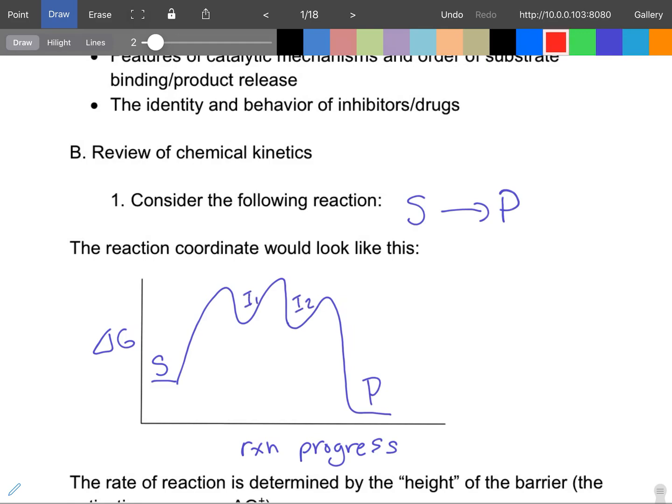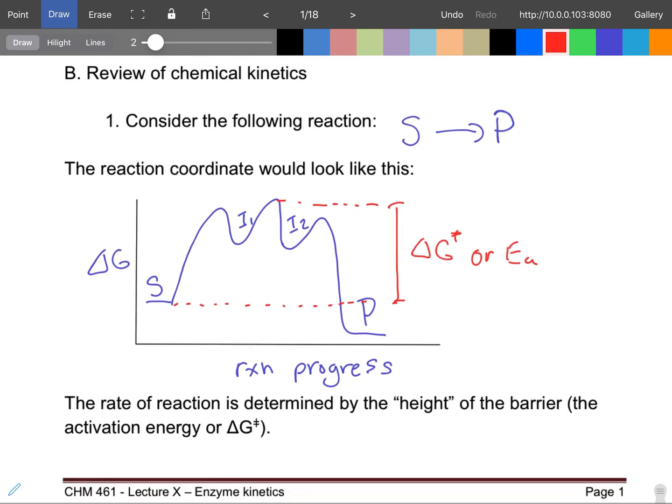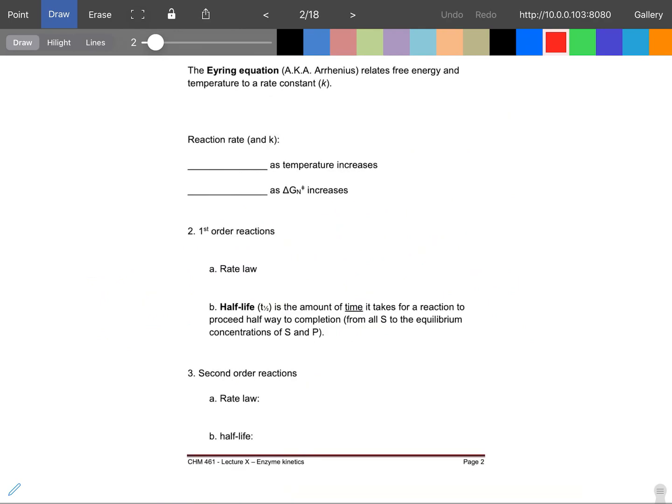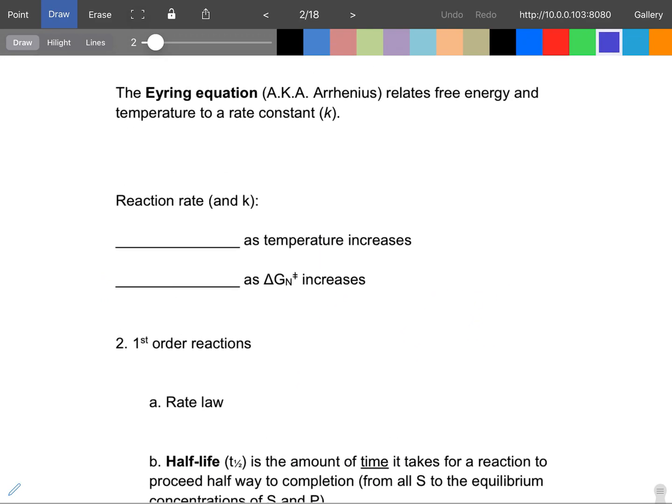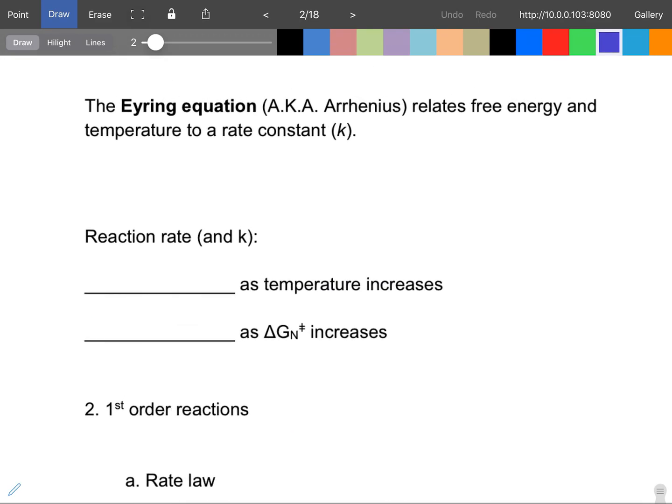But what really matters here, as we saw before, is the height of the energy barrier. It's the difference in energy between the substrate and the transition state, that delta G, or energy of activation. And that's what determines the kinetics. That's what determines the speed of the reaction. And this is governed by what we call the Eyring equation. You may have seen this in another form called the Arrhenius equation, where we have a lowercase k.